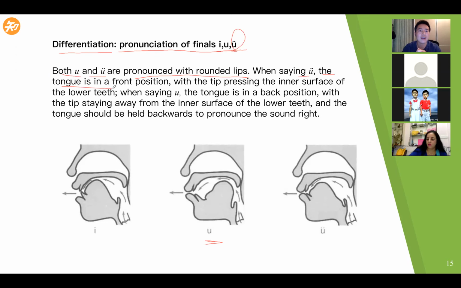The tongue is in the front position, with the tip pressing the inner surface of the lower teeth. So it's kind of like this here. Your tongue is pressing the lower teeth here. Actually, it's the lower palate here. It's a little bit like you are trying to do a whistling, like that. But your tongue should be pressing the lower teeth.